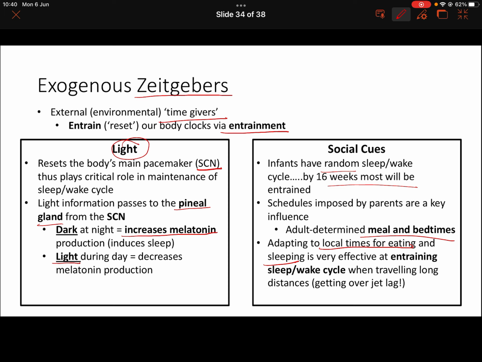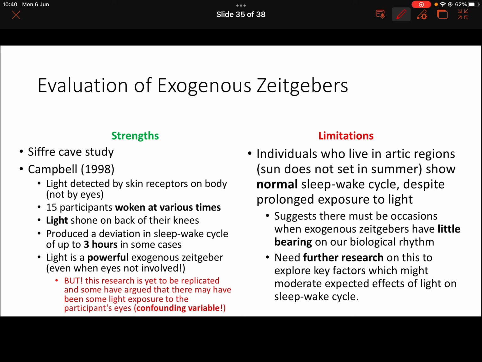All right, so let's evaluate these exogenous Zeitgebers. So we can use Seif's cave study here. We looked at this when we looked at circadian rhythms. And we could also use Seif's research here to show the importance of light as an exogenous Zeitgeber.